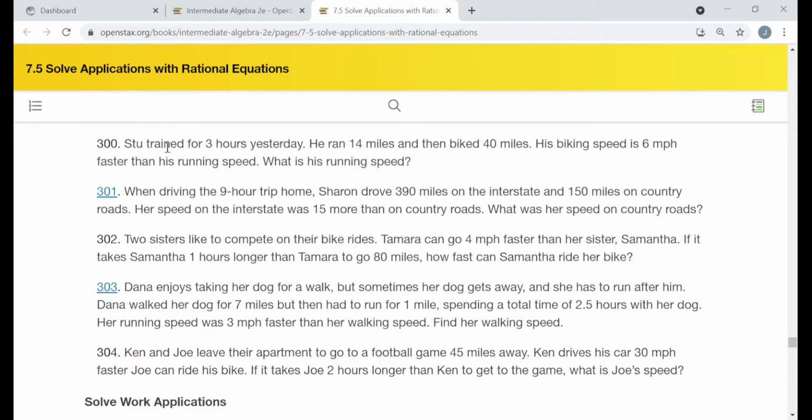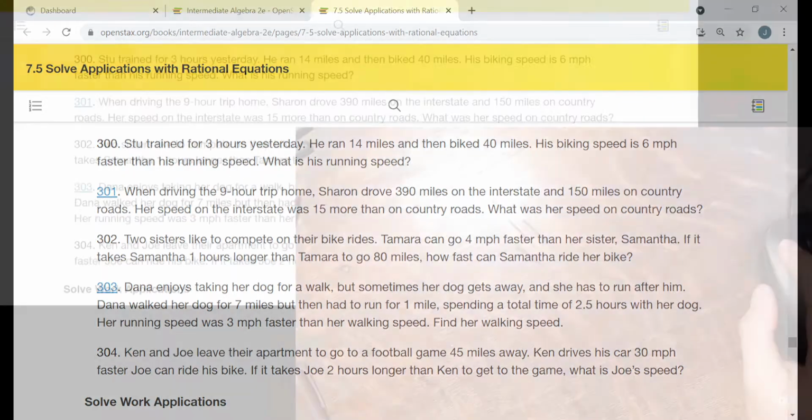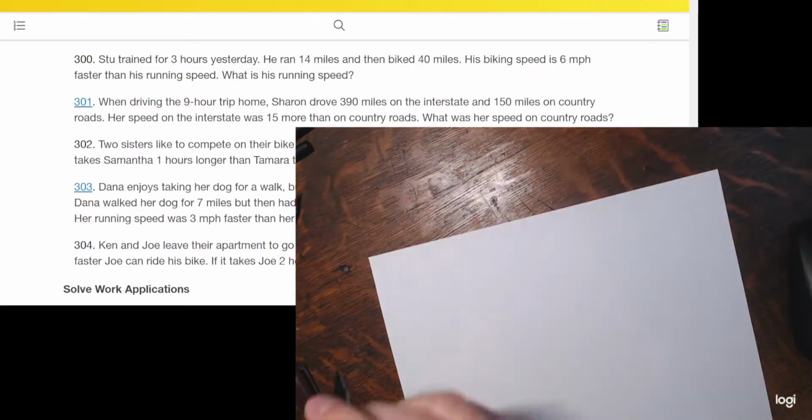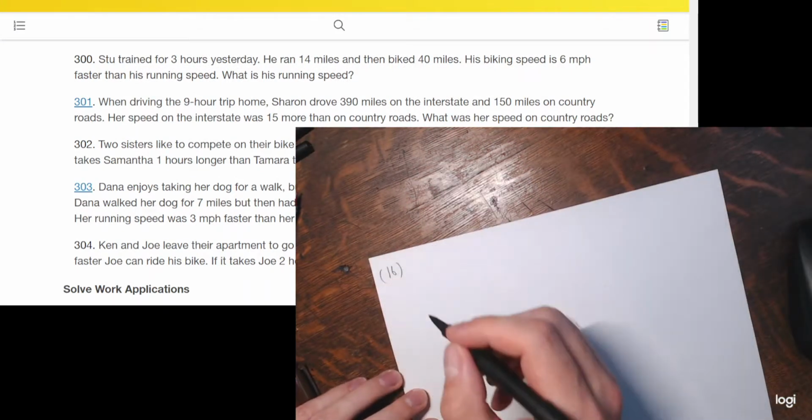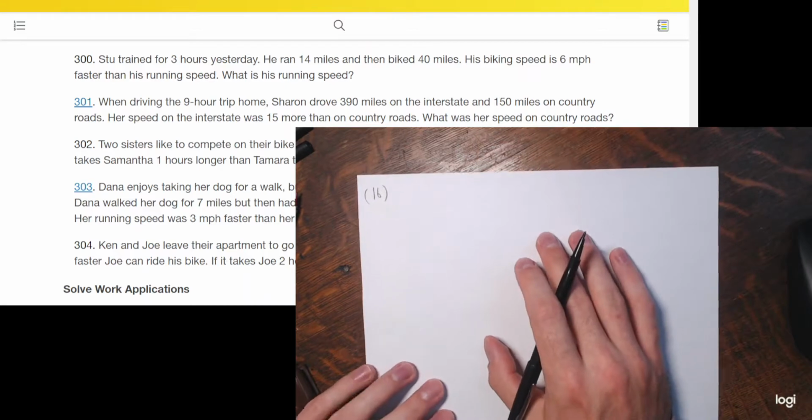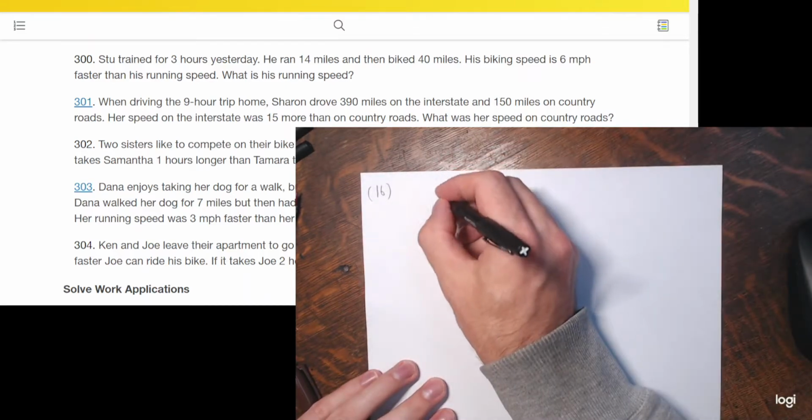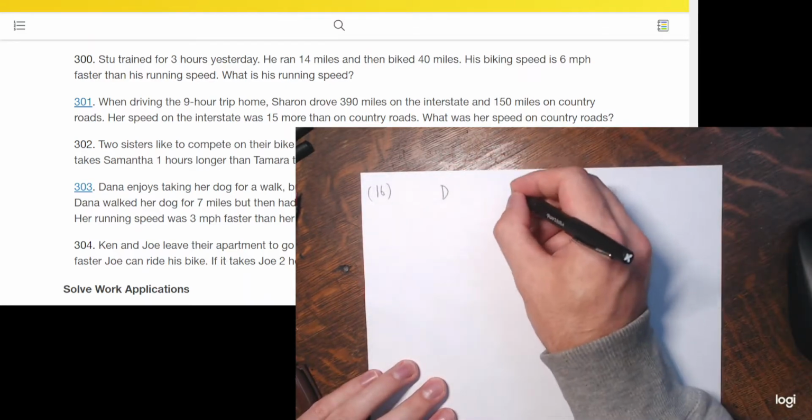So Stu trained for 3 hours yesterday. He ran 14 miles and then biked 40 miles. So we have running and biking. His biking speed is 6 miles per hour faster than his running speed. And then what is his running speed? This example 16, exercise 300. And you guessed it, right? Uniform motion problem, distance, rate, time chart right here.